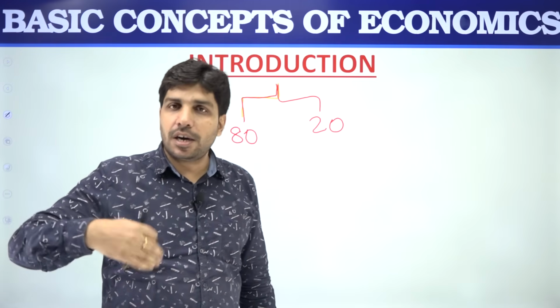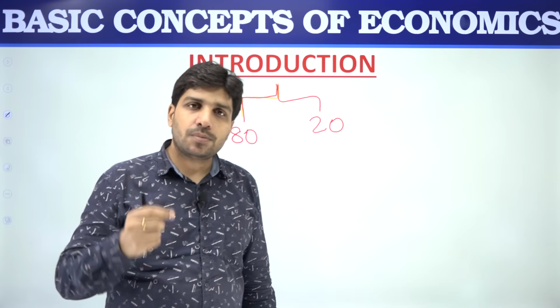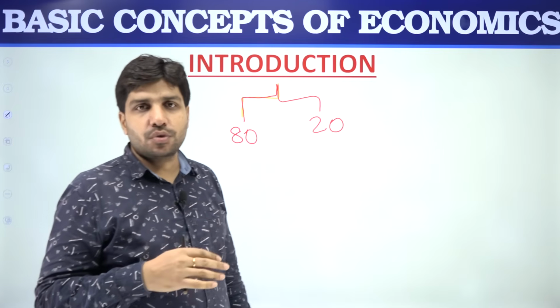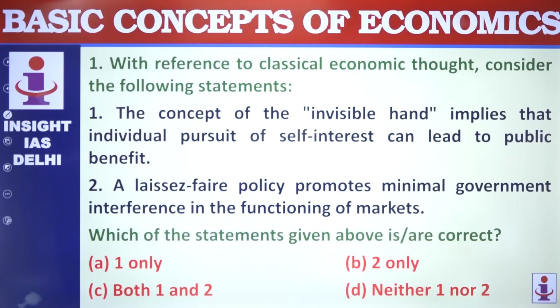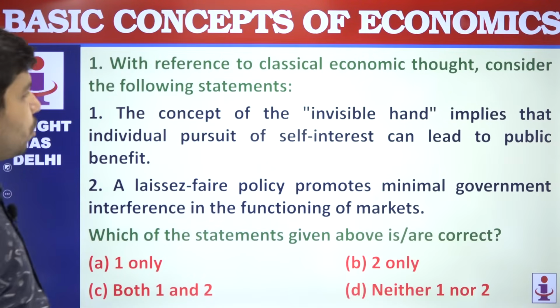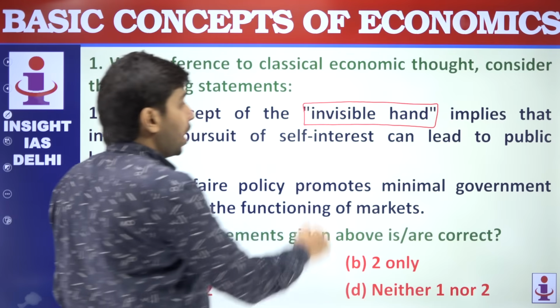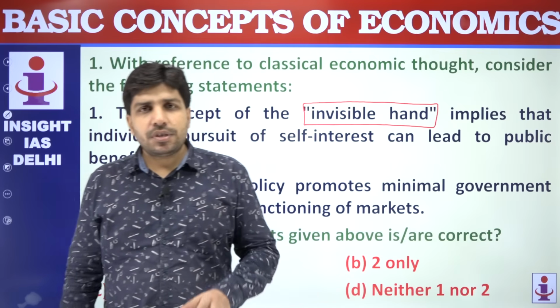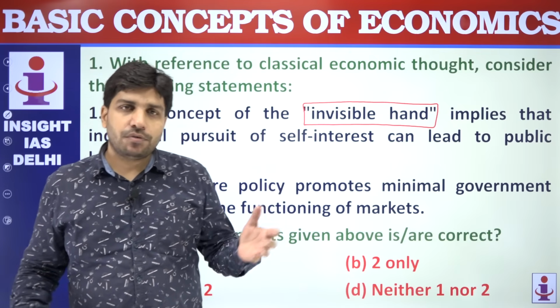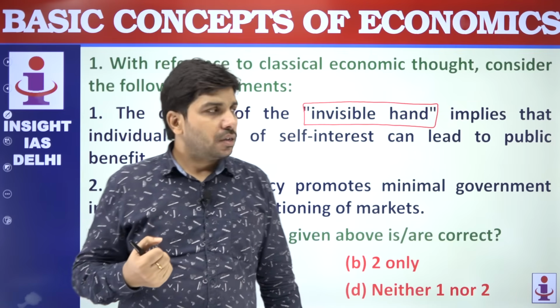We will be learning some new concepts, new ideas. What are the basic terms and basic concepts being asked in these questions? We will be going through those. So let's start. First question is regarding classical economic thought. The first statement mentions the term invisible hand. What is invisible hand? I won't go with long definitions and heavy words. Let me elaborate this with an example.